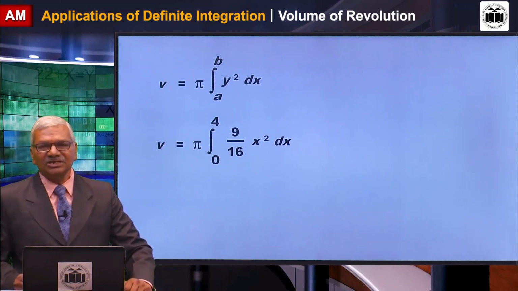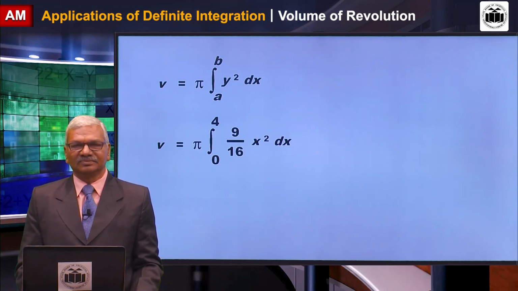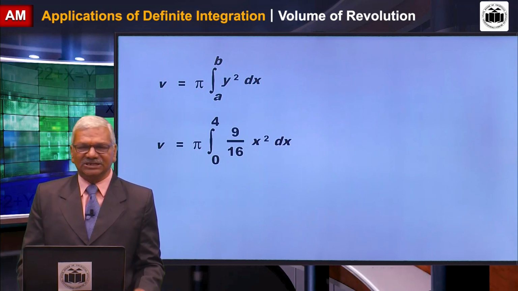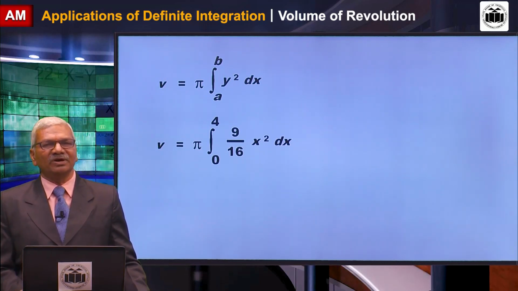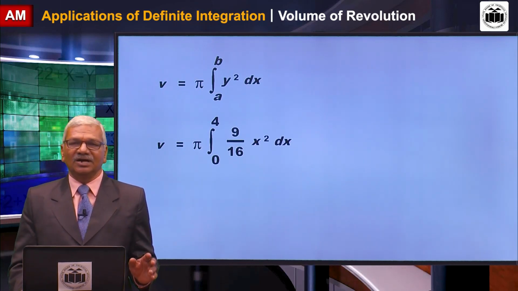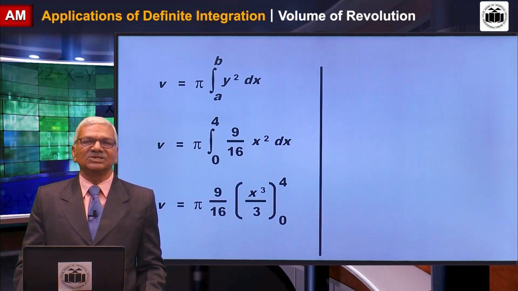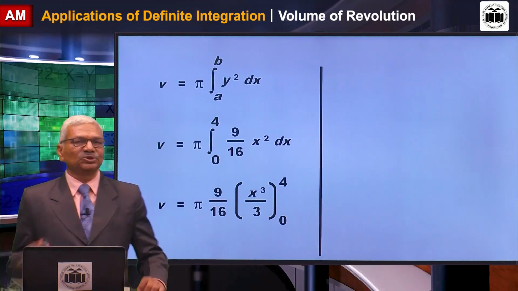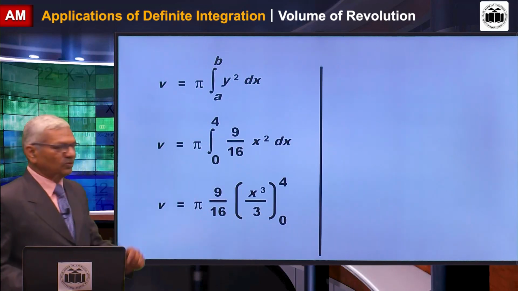9 by 16 is constant, right? It can be taken outside the integral. X square is a very simple algebraic function. Apply the formula of integration of a power function. What is it? Increase the power by 1, divide by the new power. It becomes x cube by 3. So what do you get? The constant 9 by 16 pi, x cube by 3 between the limits 0 and 4.